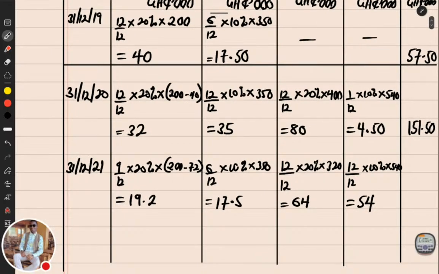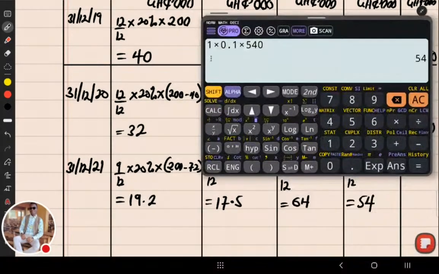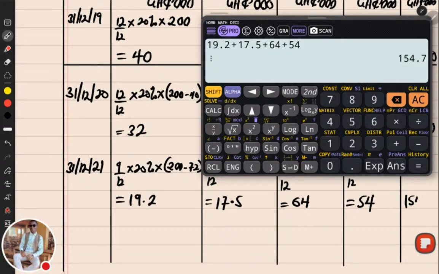Then we are through. So we find the totals for depreciation for the year 2021. So we have 19.2 plus 17.5 plus 64 plus 54. So we're going to get a summary value of 154.7. All right, so let's take note of that.